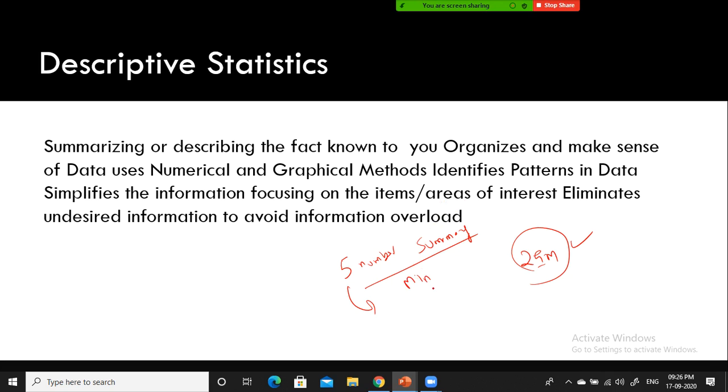So minimum, you have something called minimum, and then you have something called quartile 1, and quartile 3. Quartile 3. And median, and here's something called maximum.